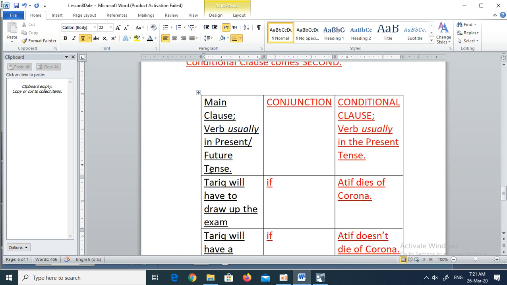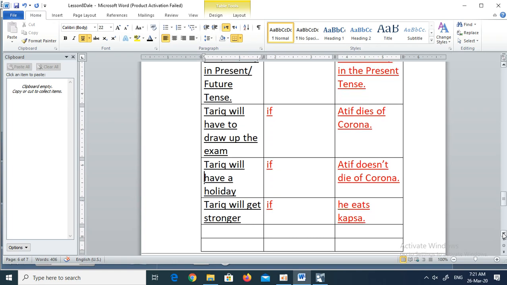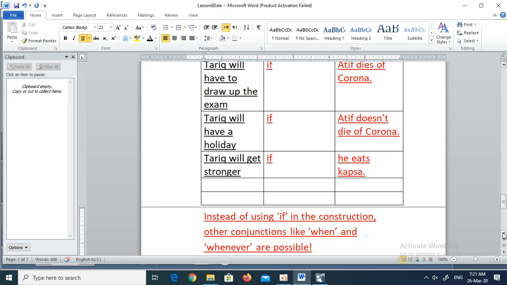Tariq will have to draw up the exam, main clause, if, conjunction, Artif dies of corona. So instead of saying if Artif dies of corona, Tariq will have to draw up the exam, we can also say Tariq will have to draw up the exam if Artif dies of corona. Instead of saying if Artif doesn't die of corona, Tariq will have a holiday, we can switch the order of those clauses and say Tariq will have a holiday if Artif doesn't die of corona. Instead of saying if Tariq eats kapsa, he will get stronger, we can switch this around and say Tariq will get stronger if he eats kapsa.